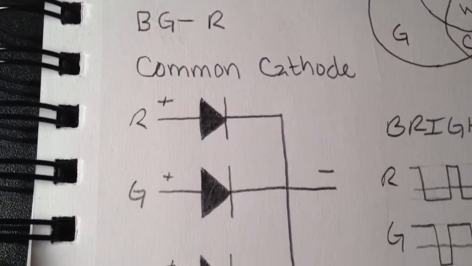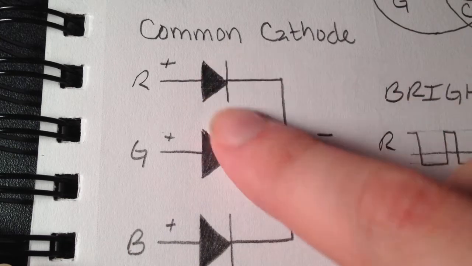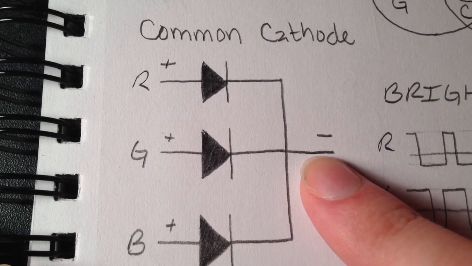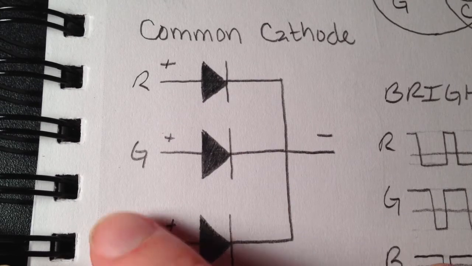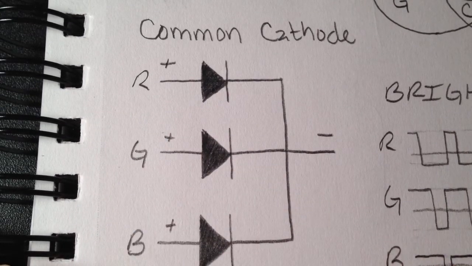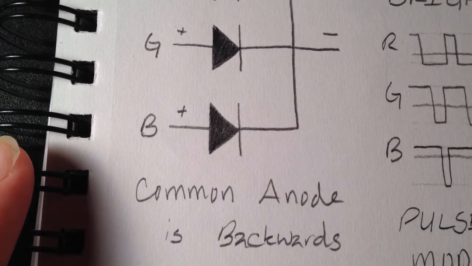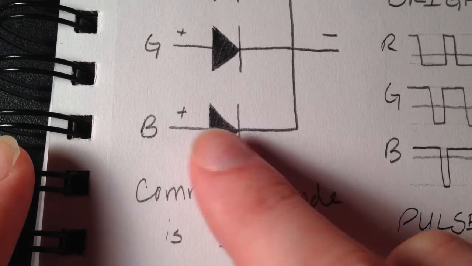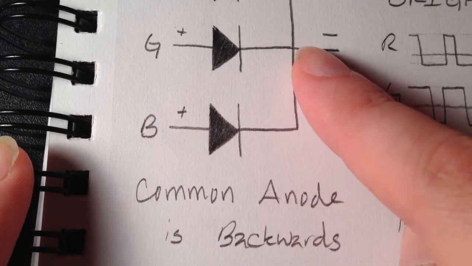So you might think you would need 6 leads, but instead we can just tie all of the ground leads together so that there is a common one and you have your red, green, and blue coming in this way. Obviously the common anode would be backwards with each of the LEDs flipped pointing the other way. And these would be minus, and this would be positive.